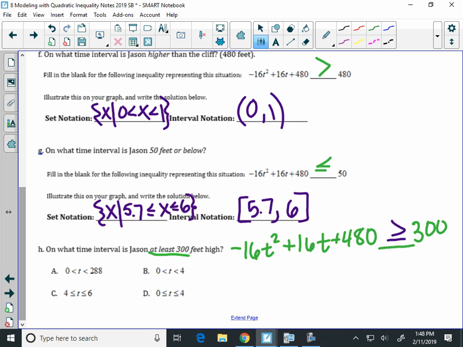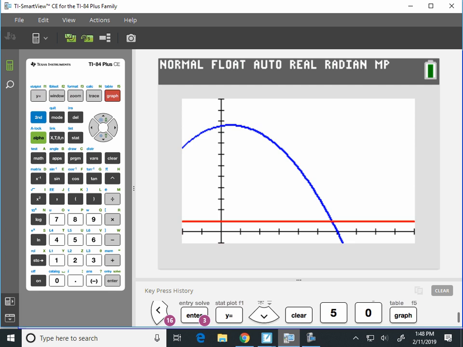So can I right away eliminate a couple of choices in my multiple choice? Yeah, I can eliminate A and B because they don't even have the right symbol. So I'm between C and D. So what I can do, I need to know, is it from 4 to 6 or 0 to 4? So really quick, it's not even going to be that much work.